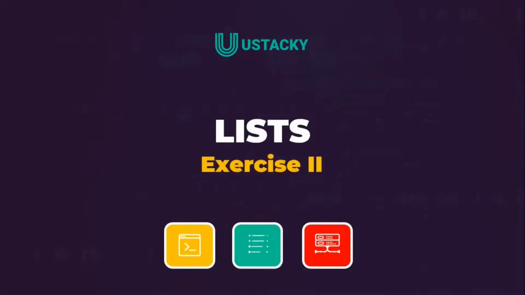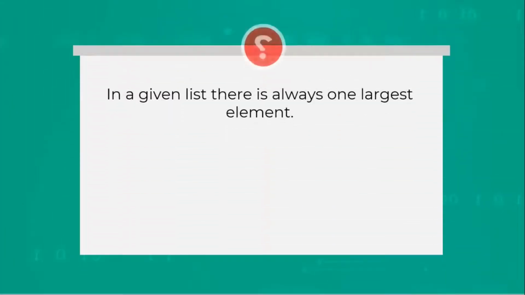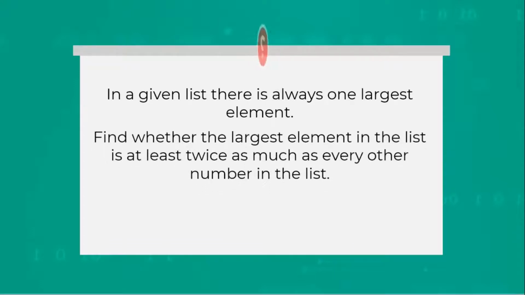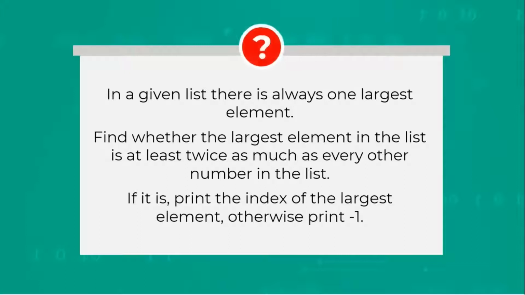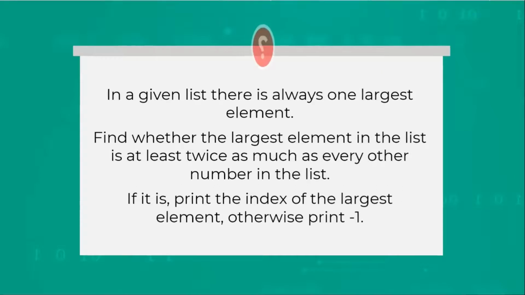In this lesson, I will be solving another list problem. In a given list, there is always one largest element. We are to find whether the largest element in the list is at least twice as much as every other number in the list. If this condition is true, then we are to print the index of the largest element, otherwise print -1. Let's take an example.